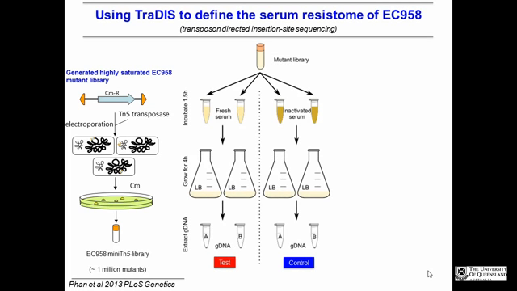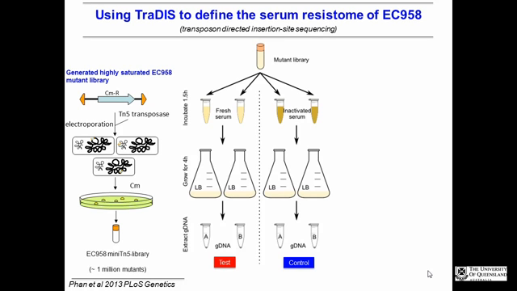This is the experiment that we did, and it's fairly straightforward and simple in its design. We took our library of 1 million mutants, and we incubated those mutants in either fresh human serum or inactivated human serum, with the idea that any mutants that contained a transposon in a gene that was required for survival of this bacteria in human serum would be killed. So we would lose those from the mutant library population, and they wouldn't be killed in inactivated serum. They were incubated for 1.5 hours in either fresh or inactivated serum.